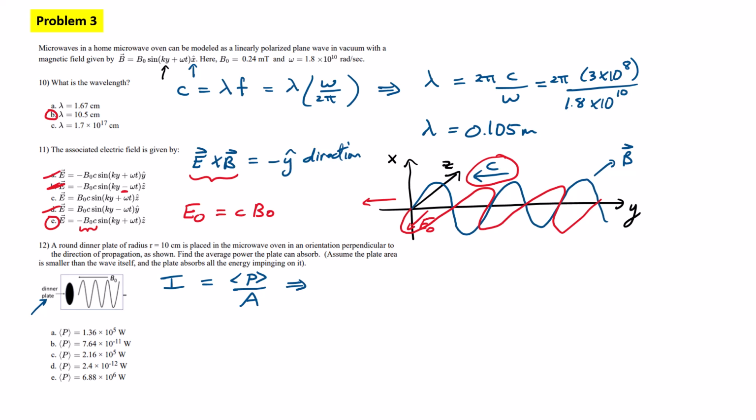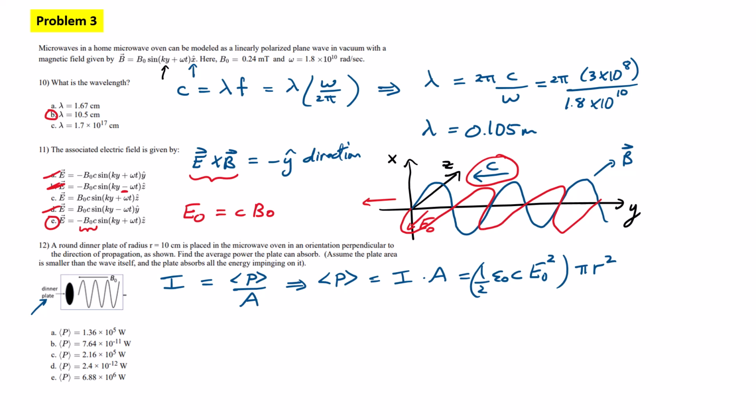So let's rearrange this equation. That means that the average power would simply be that intensity multiplied by the area. So how would I calculate the intensity? Still using that same expression, 1/2 epsilon 0 multiplied by c, and here I had the amplitude of the electric field squared. And that gets multiplied now by the area of that dinner plate, pi r squared.